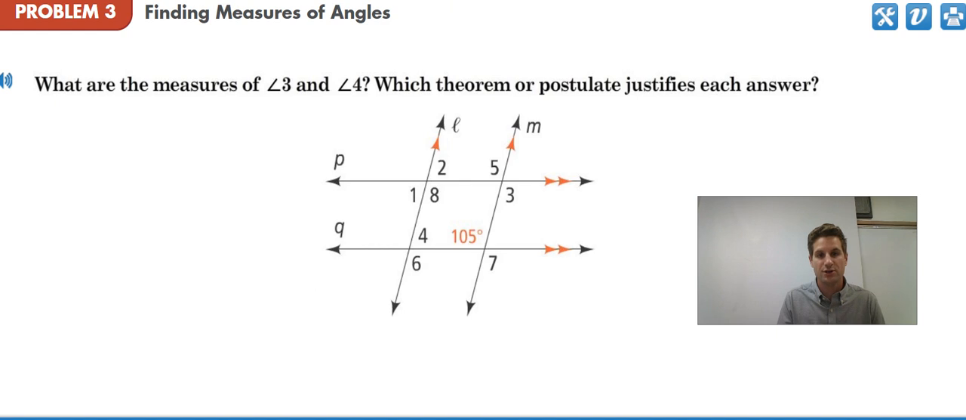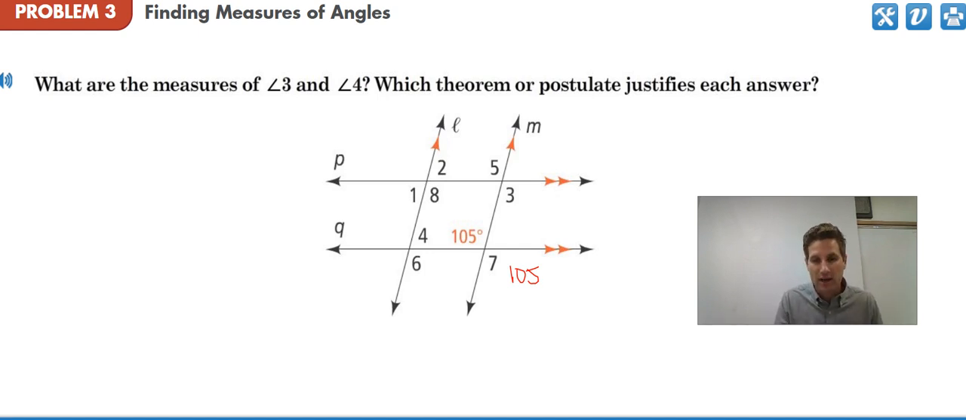Okay, what is the measure of angle 3 and 4? I like to think of these as giant puzzles. I like to fill everything in, everything I can possibly fill in. So right here, off the bat, I see 7 is 105. And the reason? Vertical angles. Every time I say something, I'm going to say why I know it.